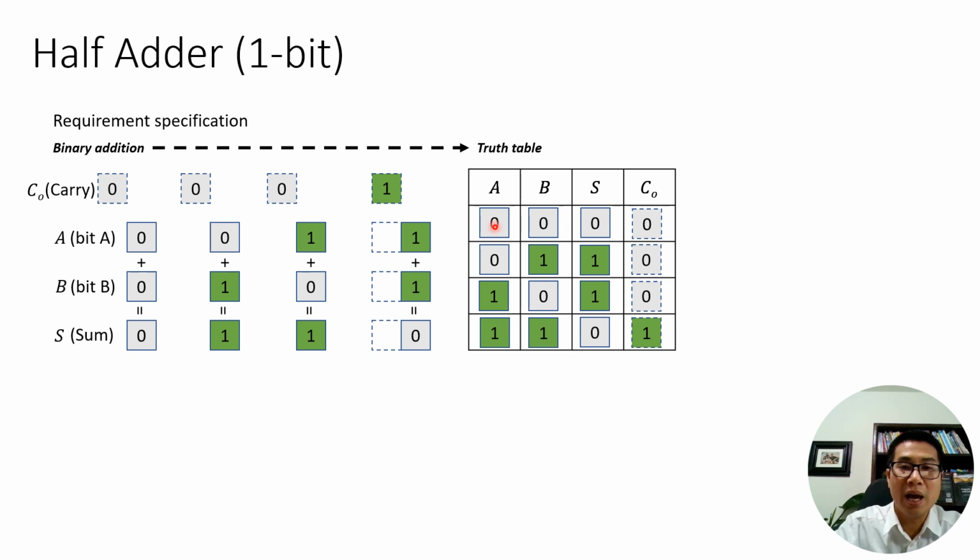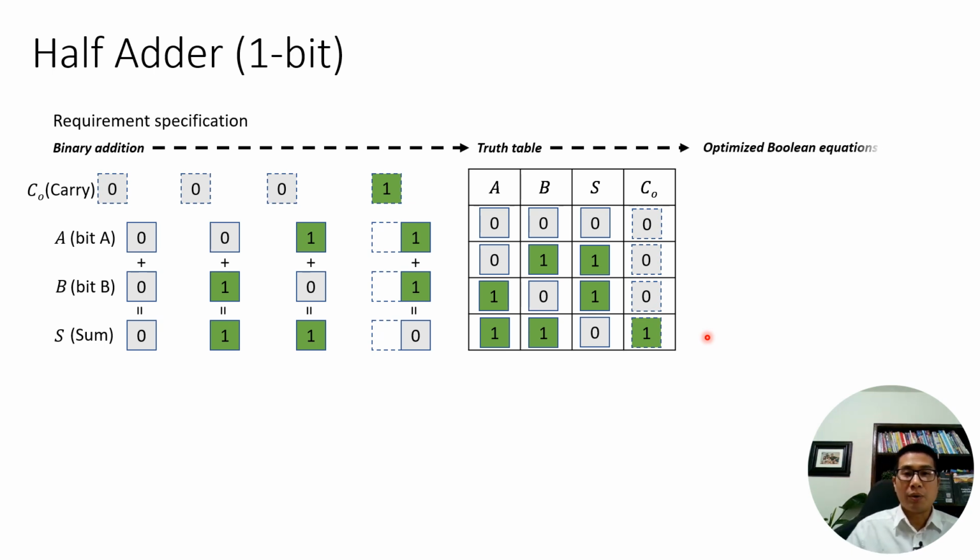Okay, so let's say if A is 0 and B is 0, it's going to produce 0 as the sum and 0 as the carry. So this line is the same as this: A is 0, B is 0, producing 0 as sum and 0 as carry. Similarly, the second row is actually this: A is 0, B is 1, it's going to produce 1 for the sum and 0 for the carry. So that is the second row. Similarly, we bring this and that to here, and you have the truth table.